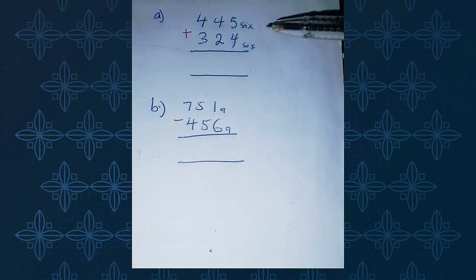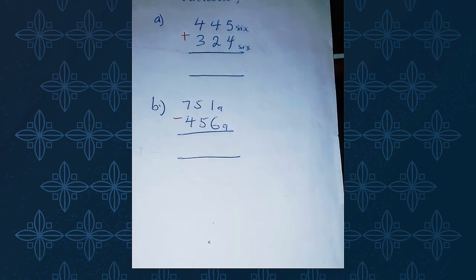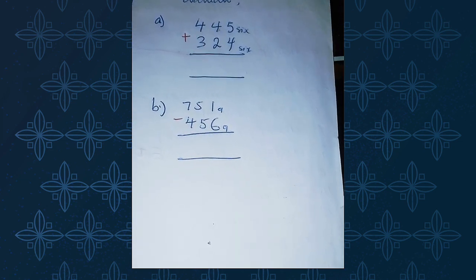One approach is to convert the numbers to base 10, add them, then convert them back to base 6. But that is a very long protocol. So we are going to use this approach now.